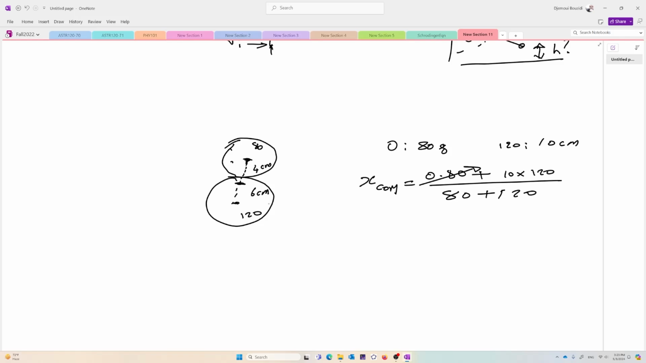This is 0 because 0 times 80 is 0. And 10 times 12 is back to 120, divided by 8 plus 12, that's 20. And that's 6 centimeters from this point. And that's exactly how we did it. Last time we found it 4 centimeters from this one, which is 6 centimeters from the other one. So we needed the center of mass, but we really needed it from the smaller of the two disks.